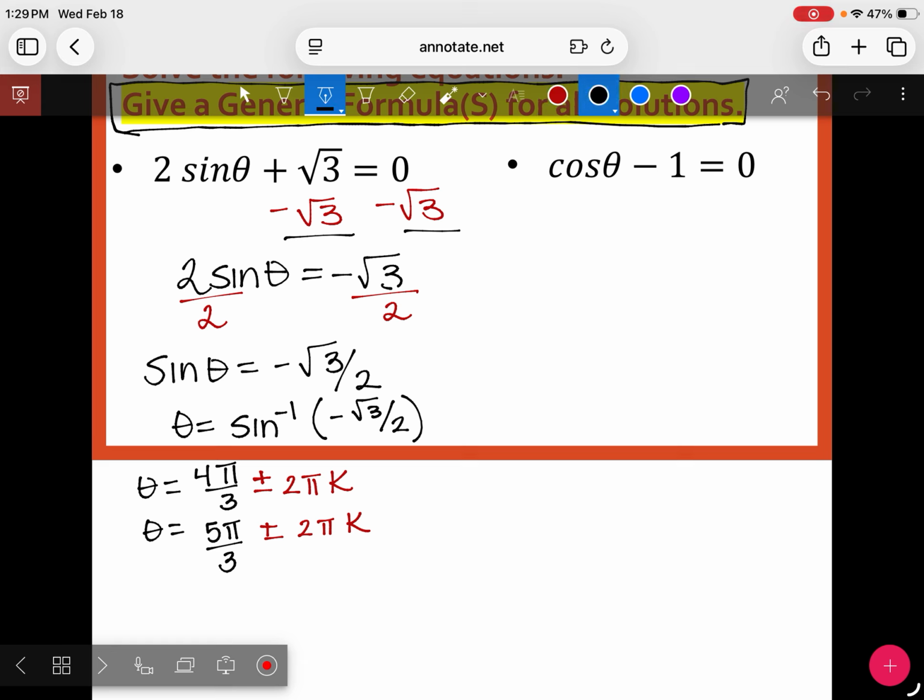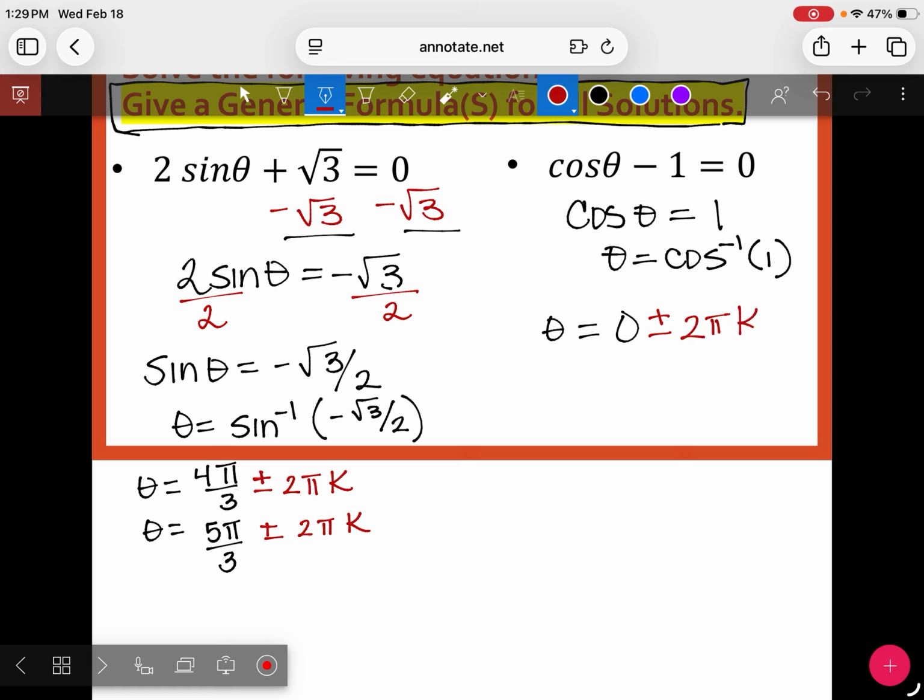So I have cosine of theta equals 1. Theta is equal to the inverse cosine of 1. There's only one answer to this one. What angle on our unit circle has a cosine value of positive 1? 0. And then again, we have to add plus or minus 2 pi k.